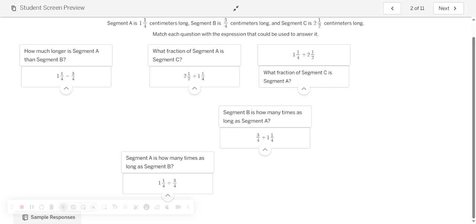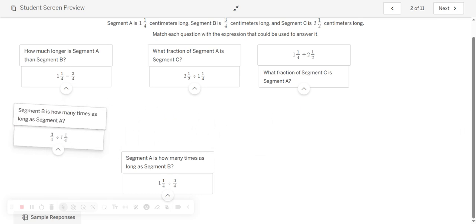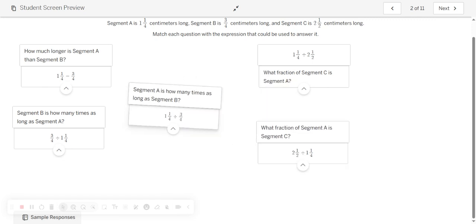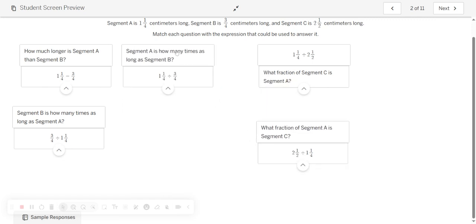Then B says segment B is how many times longer than segment A. So when you do this, how many times longer, you're looking at segment B divided by segment A. And so I set up 3/4 divided by 1 and 1/4. C says segment A is how many times longer than segment B. Again, this doesn't look like it does in the workbook, but here I've got segment A is 1 and 1/4 divided by, because it's asking me how many times, English and math kind of match up.